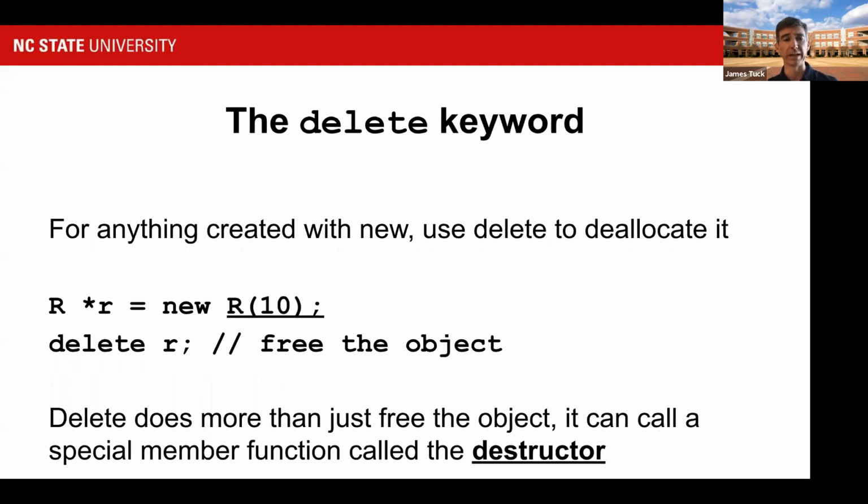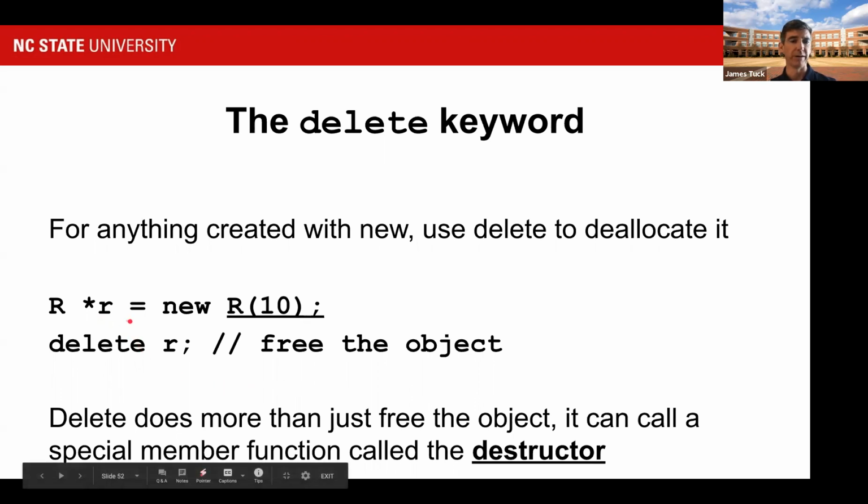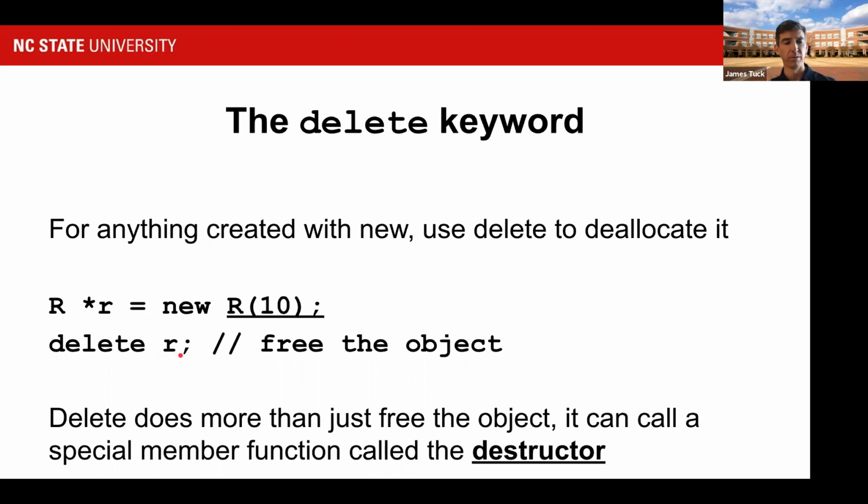Now, anytime you allocate an object, you might also need to deallocate it, especially objects. And so for anything created with new, we eventually, when we no longer need it, should use the delete keyword to deallocate it. So here, after I create a new object, sometime later in my program, I want to use the delete keyword and then name the object I want to delete using its pointer. So delete R will remove the object from the heap.